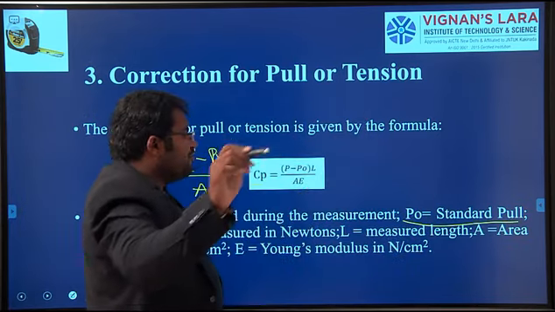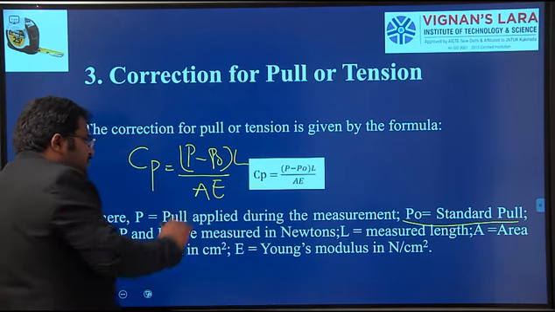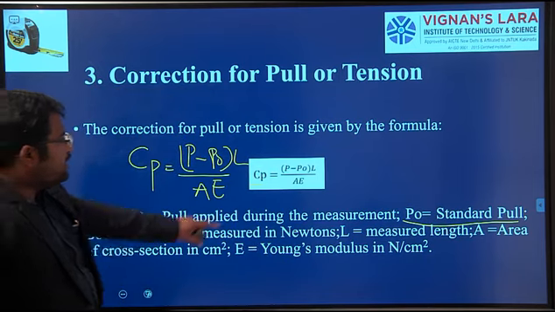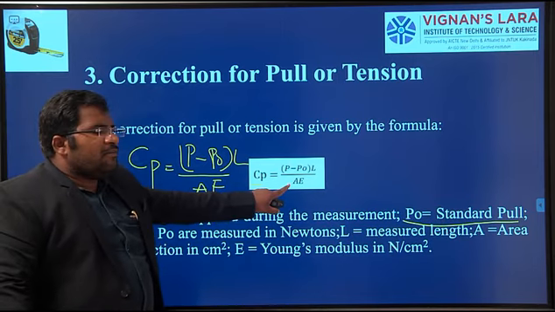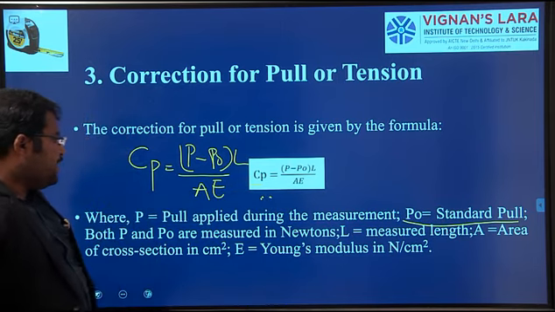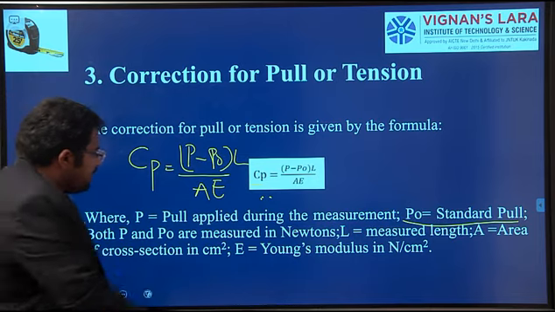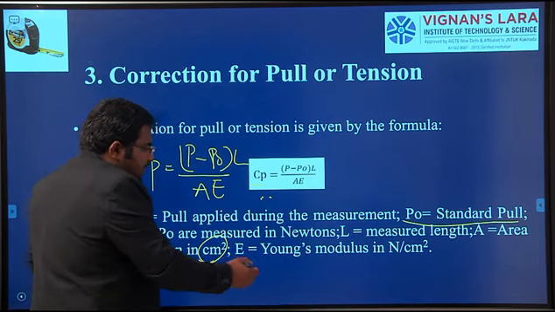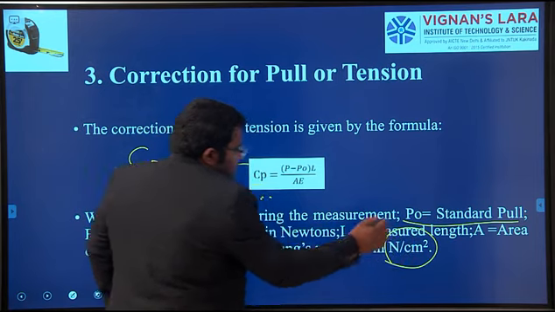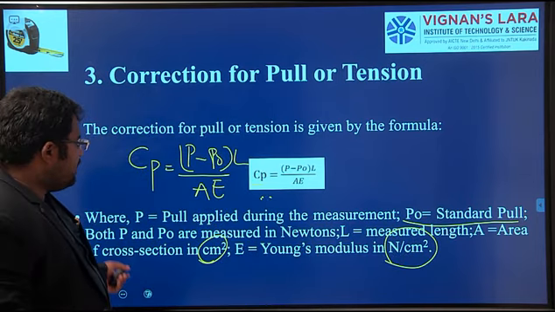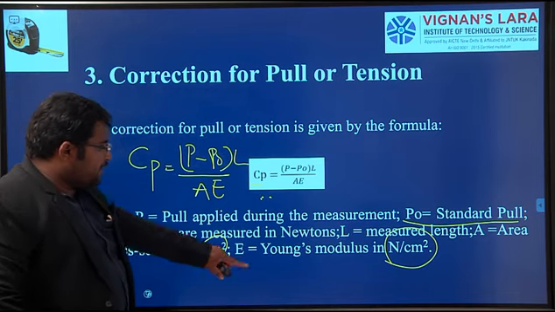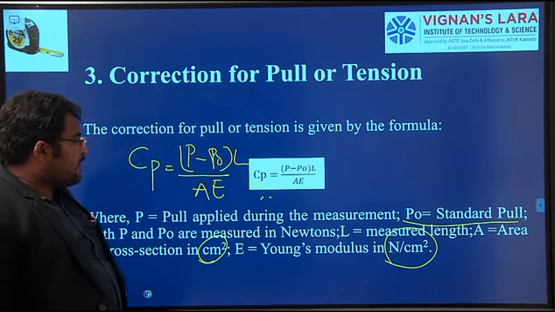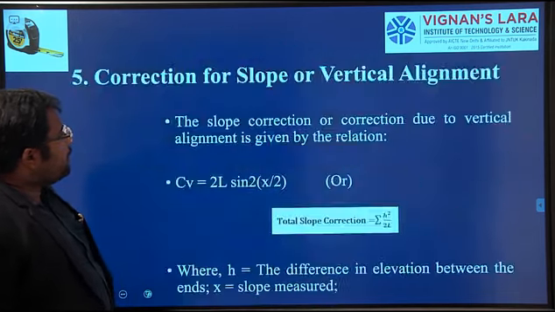In the problem it is 10. This value is 15. Then L is the measured length, that is 1650. Then A is the area of the tape they gave, and E is the Young's modulus. Area of the cross section of the tape should be in centimeter square, and this value should be in Newton per centimeter square. Since it is in centimeters, it will get cancelled.